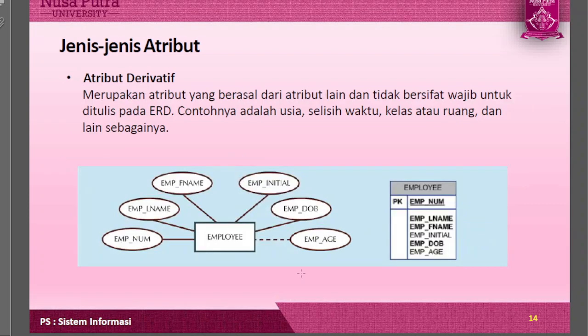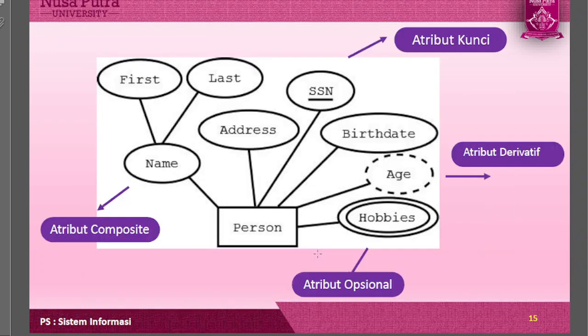Nah, the next one is the derivative attribute. Derivative means it really doesn't have to be put in there. It's like useless. There are a lot of options you can put to be the attribute or not, it doesn't matter. That's really not important. Okay, this is the sample. The person is the entity and the name, address, SSN, birthday, age and hobbies are the attributes.